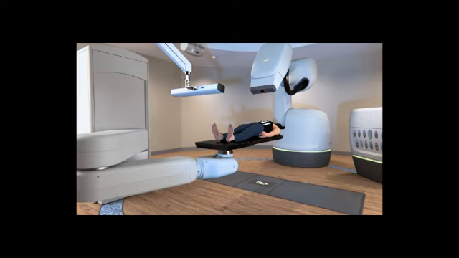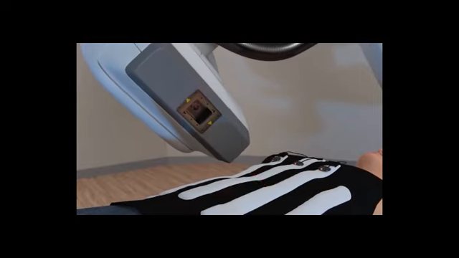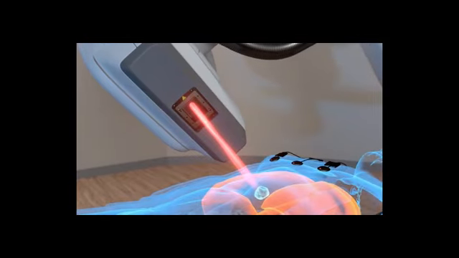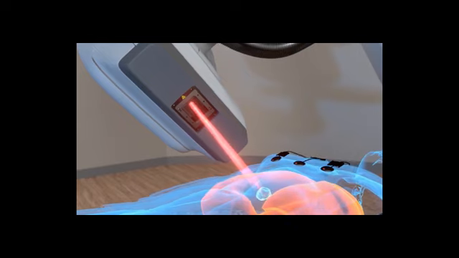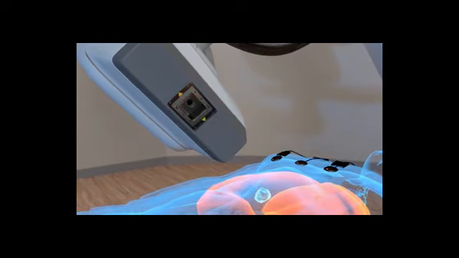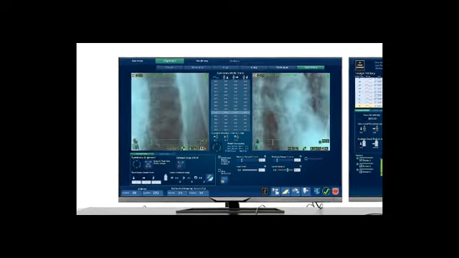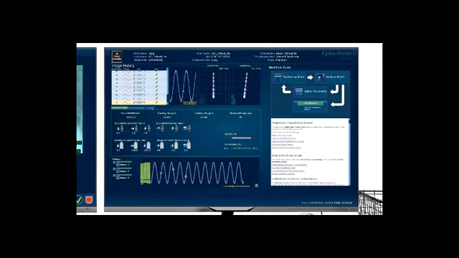So here we see this thing in action. You see the head coming down, and it's going to treat at the angle that you program it to. This is actually operating in probably the most advanced mode. You can actually see the system syncing with the respiration of the patient here. It develops a model of the respiration based on imaging.